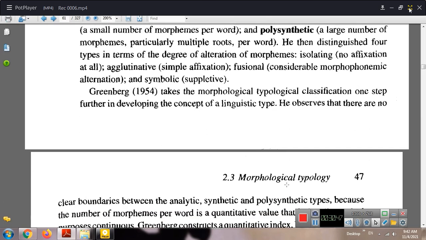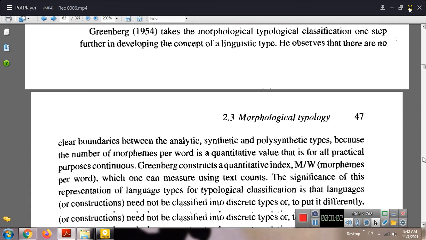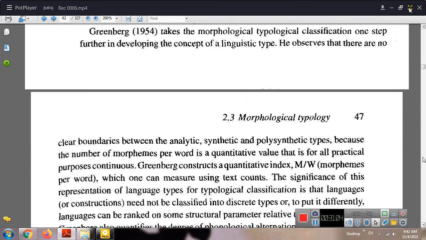Greenberg in 1954 takes the morphological typological classification one step further in developing the concept of a linguistic type. He observes that there are no clear boundaries between the analytic, synthetic, and polysynthetic types because the number of morphemes per word is a quantitative value that is for all practical purposes continuous. Greenberg constructs a quantitative index, morpheme per word, which one can measure using text counts.